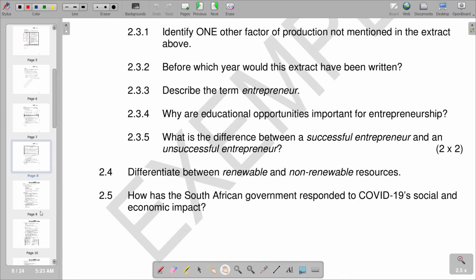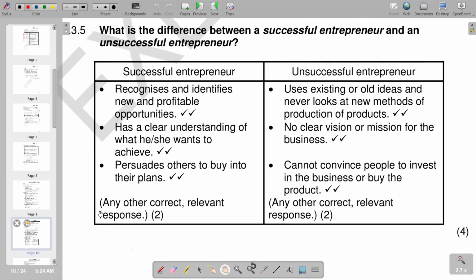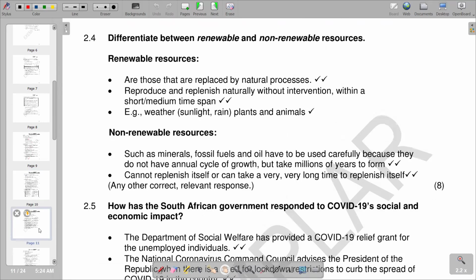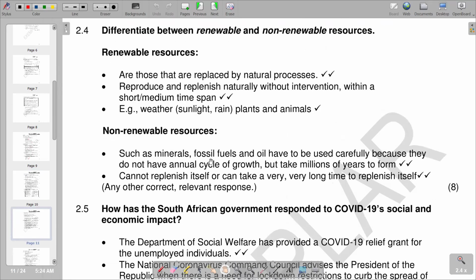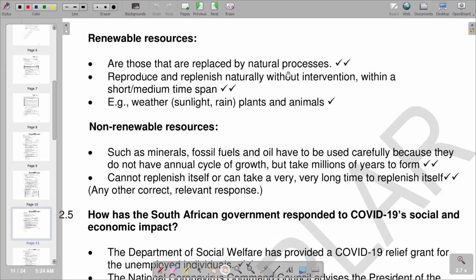So we have that difference also articulated in another section whereby we are saying a renewable resource is one that is replaced by natural processes or reproduces and replenishes naturally without intervention within a short or medium time span. We can talk about weather, rain, plants, animals. So that is renewable resources. And we have an example of minerals, fossil fuels, and oil, which have to be used carefully because they do not have an annual cycle of growth, but take millions of years to form.